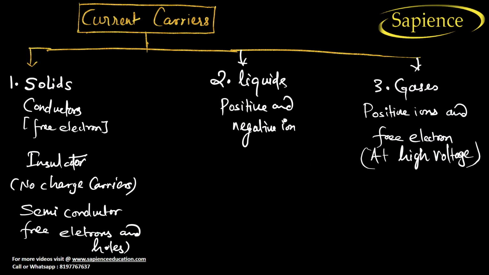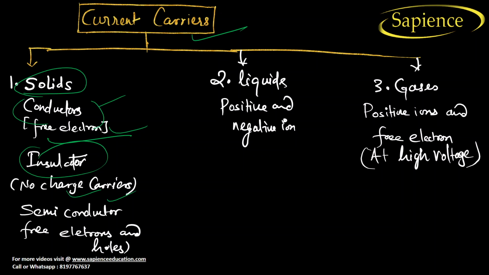Now let us discuss this one. So current carriers. Who are the carriers? For example, if there is a solid conductor, who is responsible for the movement of the current? So free electrons are responsible. And if we talk about the insulator, there are no charge carriers. But in a semiconductor, free electrons and holes are responsible for the movement. So let us consider there are atoms. Atom has extra charges. So extra charges are extra electrons. So electrons as well as holes are responsible for the movement in the semiconductor.